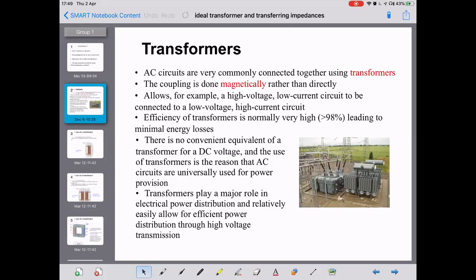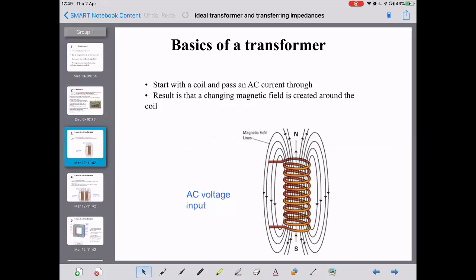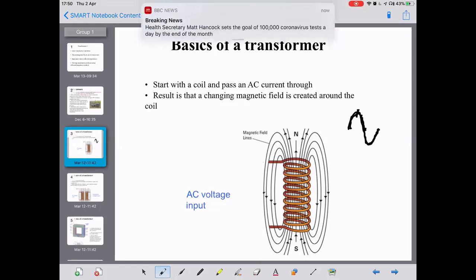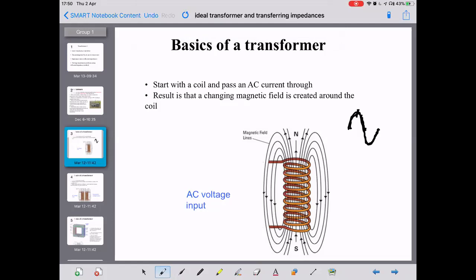So, moving on from that, basics of a transformer. If we start with a coil and we pass AC current through, the result of that is that we get a magnetic field. As we pass our AC current up, down and up, we get a magnetic field that in this half cycle charges up in one direction and then decays away as it falls to zero, charges in the other direction and decays away as it falls to zero again. So we've got a constantly changing magnetic field created around the coil. So the poles go from north to south, south to north, and so on. All okay with that?